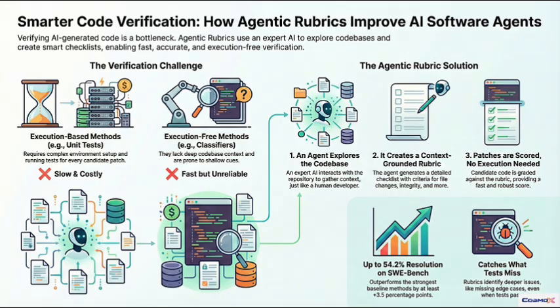The performance data is pretty compelling. On the SWE-Bench Verified benchmark, Agentic Rubrics was the top-performing verifier for patch selection. For one model, the Qwen3 Coder model, it hit a 54.2% resolution rate. That's a full 4 percentage points higher than the next best baseline. That's a huge lift, and I imagine the value isn't just in the final score, but in the details. It's more than just a simple pass or fail.